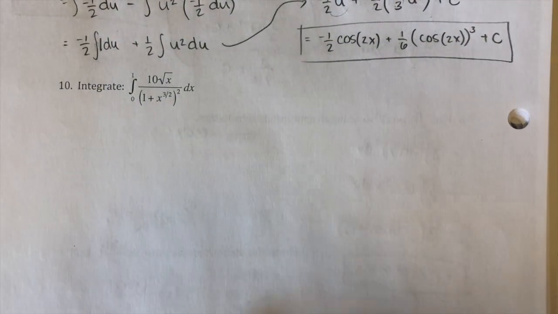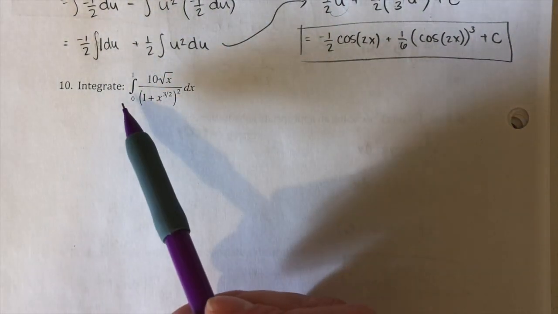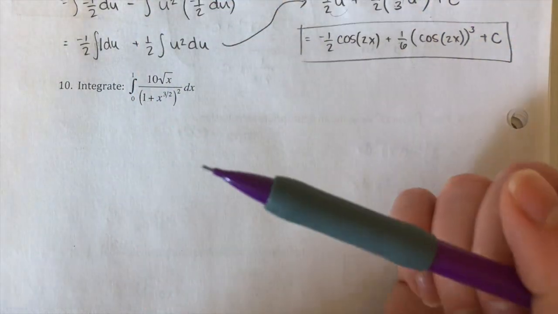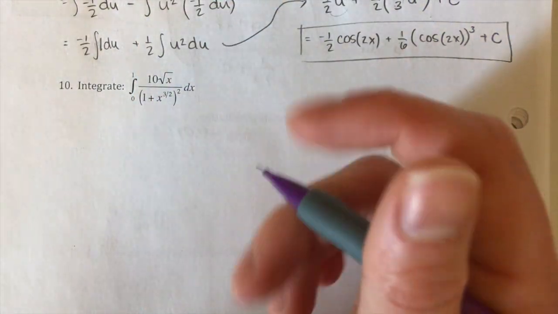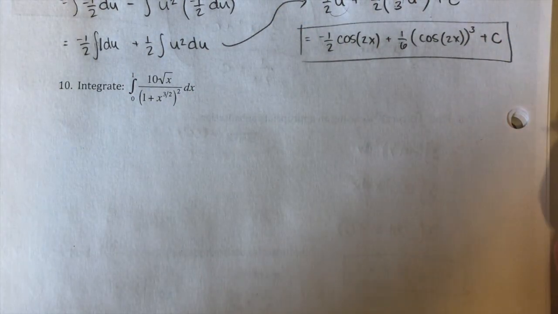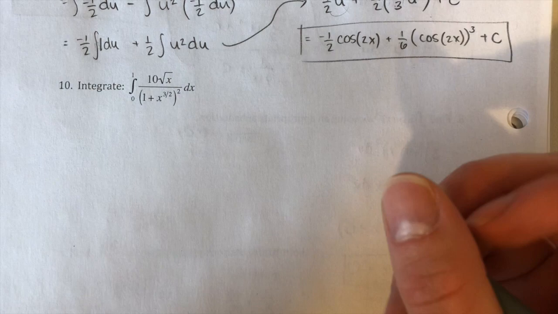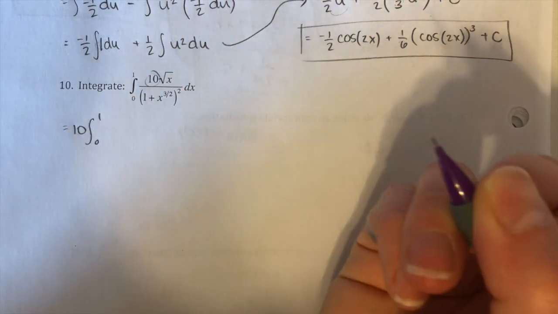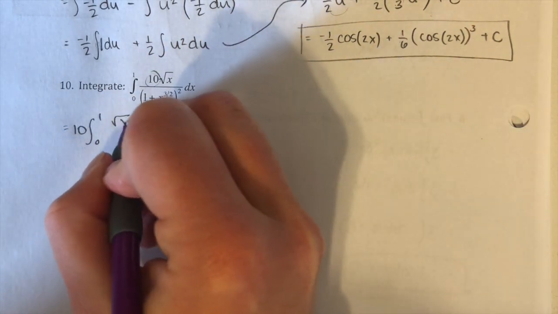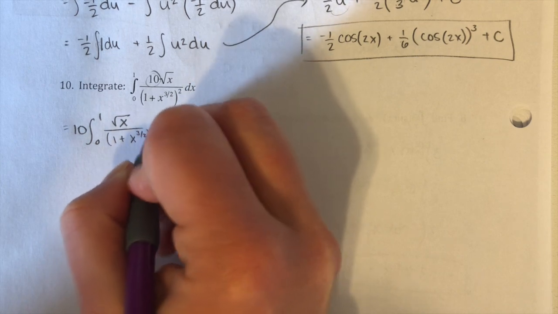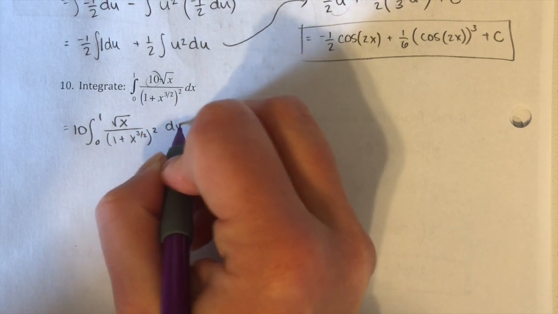Okay. This is the only definite integral. We've been doing lots of indefinite, but this is the only definite one that we're going to do. So this one does have boundaries, and so we're going to look at what that looks like. The first thing that we're going to do is rewrite this. This 10 can come out in front. So this is the same as 10 times the integral from 0 to 1 of root x over 1 plus x to the 3/2 squared dx.